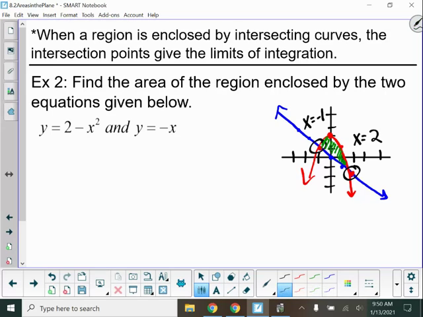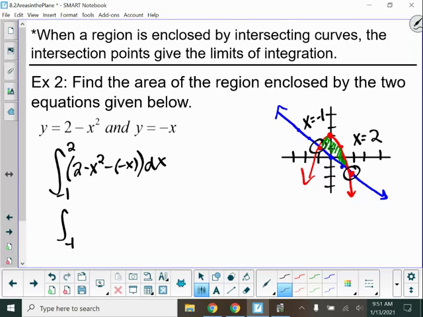So when I set up my integral, it's going to be the integral from -1 to 2 of 2 minus x squared minus -x. You will have to be careful with your parentheses because if these had been switched around, you would have to make sure you were subtracting the entire quantity of 2 minus x squared. One of the biggest problems that I see students make in this section is just mixing up their negative signs and not carrying negatives through the entire way like they should be.